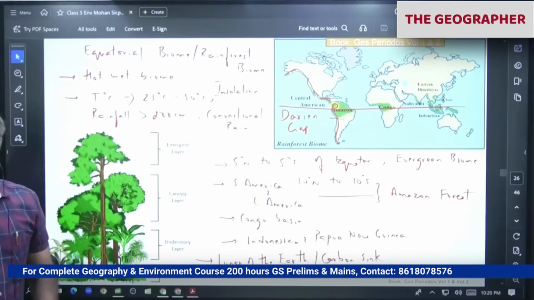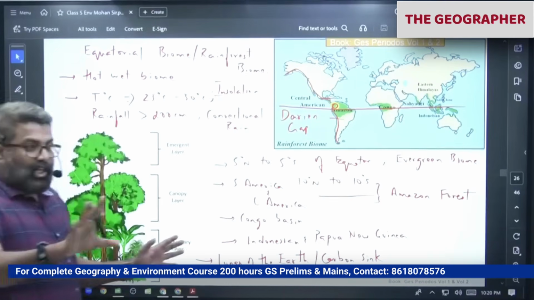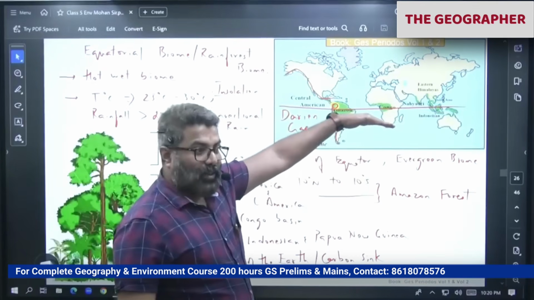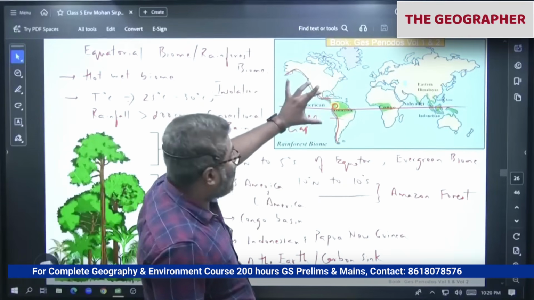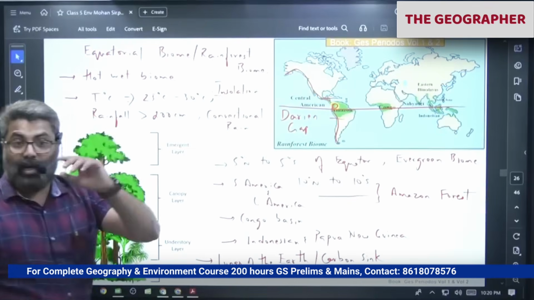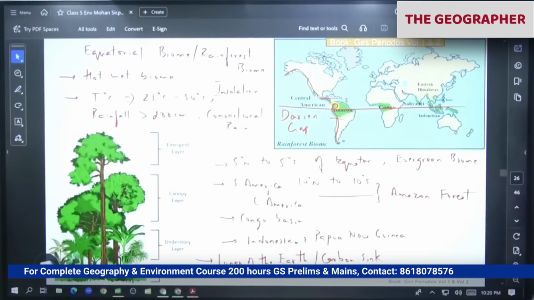You might ask, sir, what about tribes? There are tribes who live in small groups, but a large population cannot be seen here. You got it? Most of them are slightly away from the equator. So you understand population distribution also. Most of the equatorial regions are uninhabited. This is called the first one, the rainforest biome.